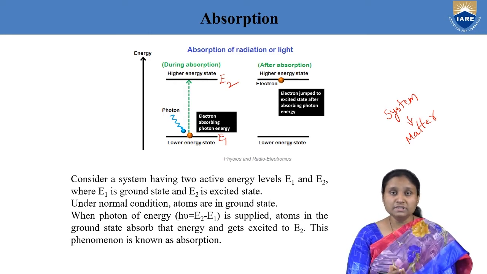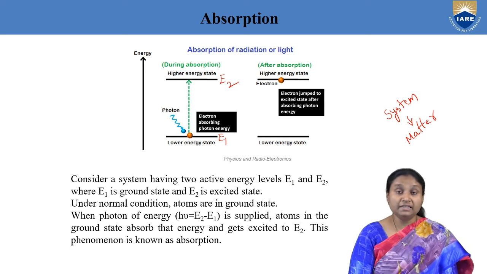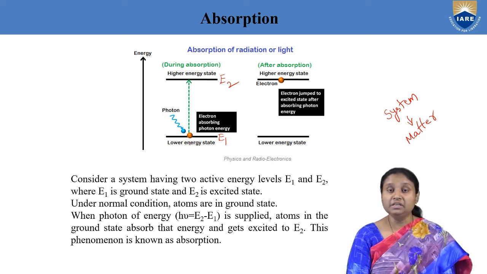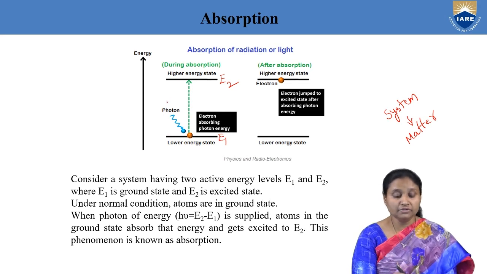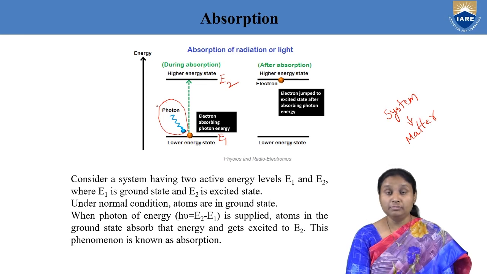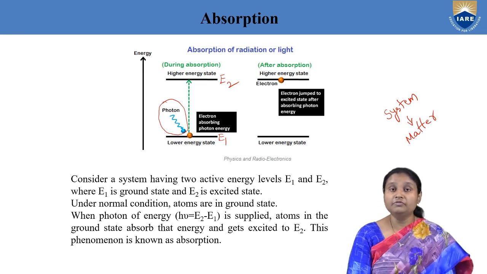So here, if you don't supply any energy, then you'll expect that atoms or electrons will remain in the ground state. Now, here we have taken one atom, and this atom is in the ground state. Now to such an atom in the ground state, I have supplied energy. And what type of energy am I supplying? As you can make out in the figure, I have taken a photon. It means that I am supplying energy in the form of light.